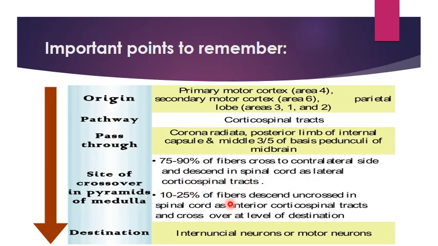10 to 25% of fibers descend uncrossed in the spinal cord as the anterior corticospinal tract and cross over at the level of destination. And what is their destination? Internuncial neurons, or interneurons, and the third order or motor neurons.